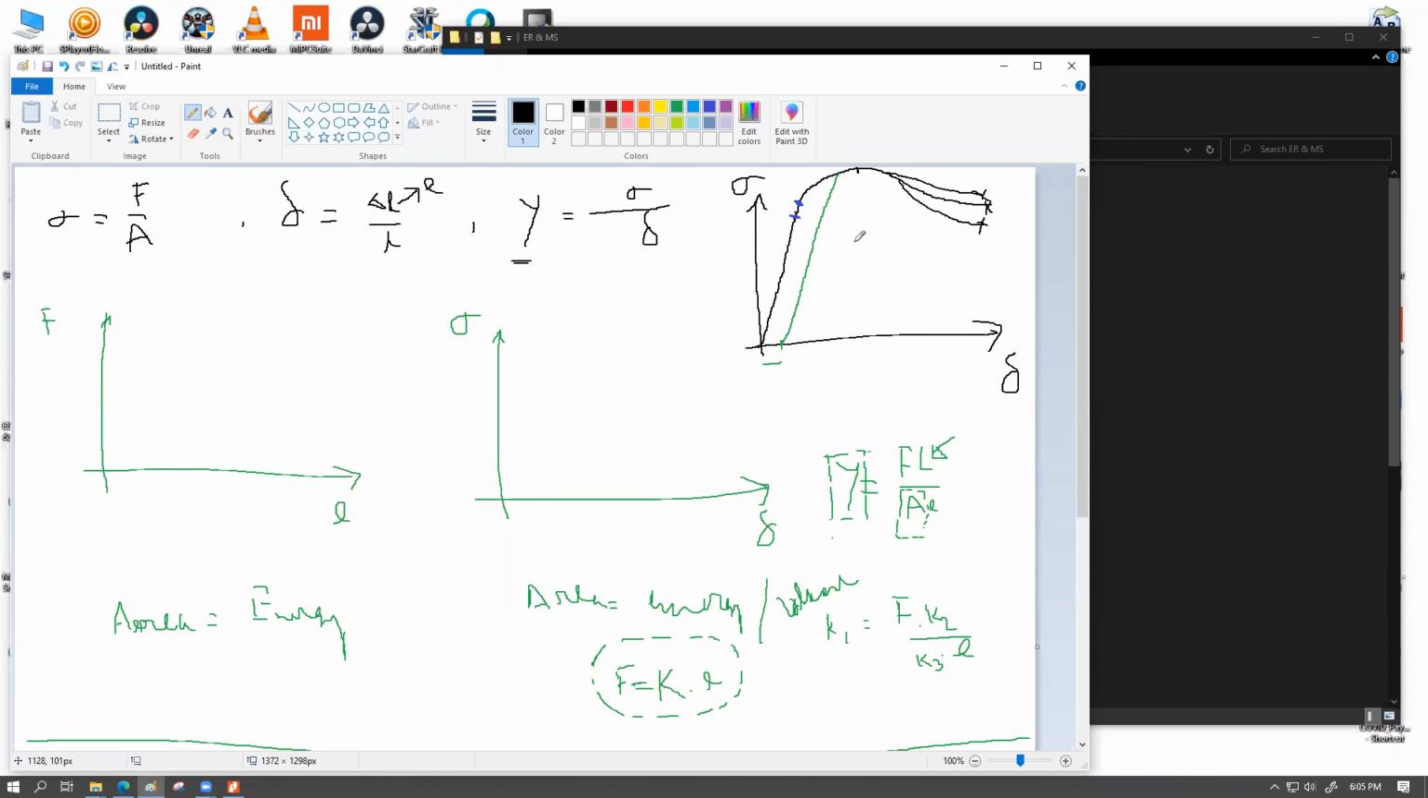It is pulled to its instability. So an object is mostly considered stable or practically usable as long as it is within the UTS limit. So that is another important piece of information.